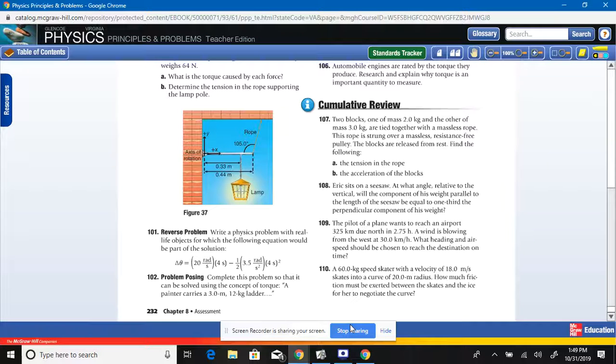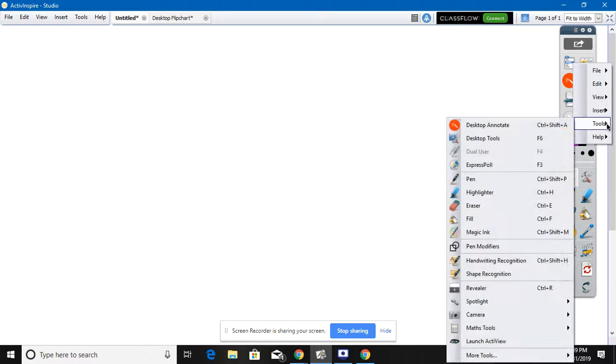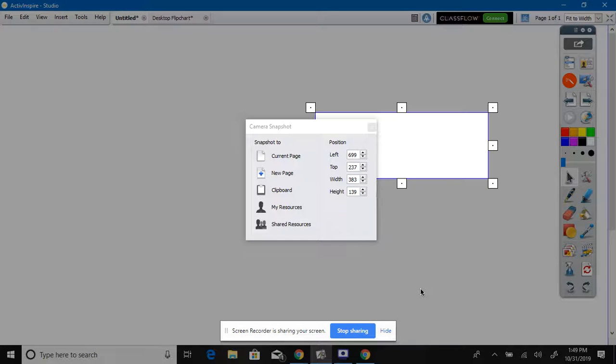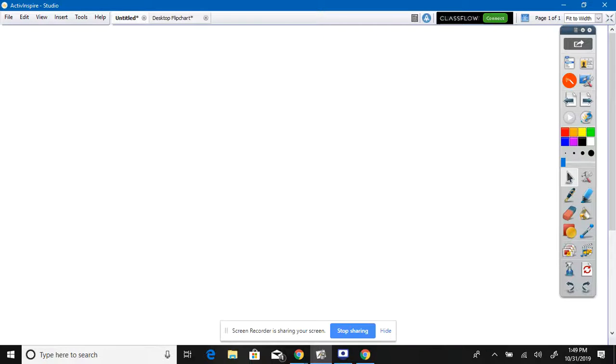Okay, the next problem I want to do. Right here, number 110, okay? I'm going to copy that. Tools. Camera. Area snapshot. No. No.